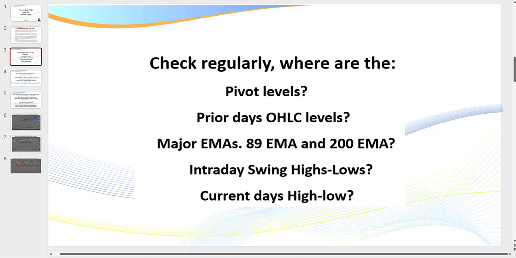So traders, you need to be checking regularly, and I know I bring this up in virtually every video. Why? Because they're critical. We need to know where our pivot levels are, where our prior day's open, high, low and close levels are, where our 89 and 200 EMAs are. In fact, they were giving me grief when I was trading on the overlay chart today. They weren't ideal setups, but I'll explain that when I get to the charts. And there are a couple of things that I'd recommend you don't do, and you actually wait for.